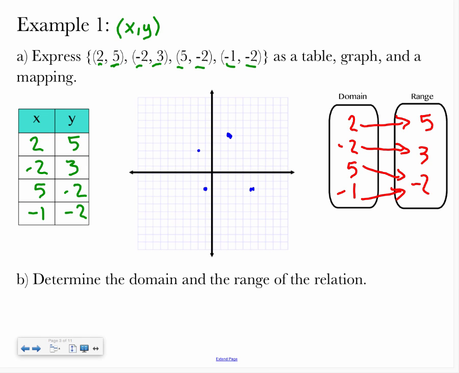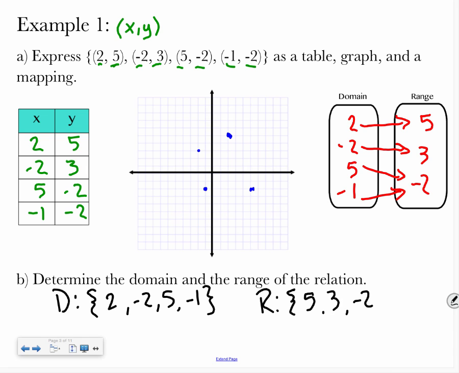So table, graph, mapping. Now part B wants us to determine the domain and range of the relation. So I'm going to write a D for domain, squiggly bracket, and our domain is our x values. So 2, -2, 5, and -1. Our range is just like what we have in our mapping, 5, 3, -2. Okay? So that is how you create a table, graph, mapping, and determine the domain and range.